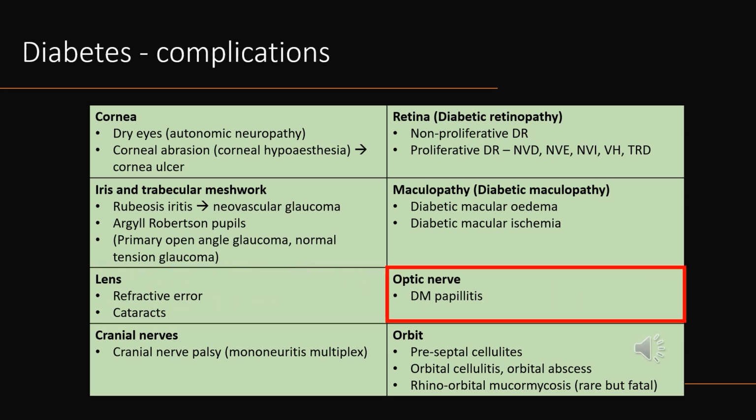It can also affect the optic nerve, known as DM papillitis. It is a relatively benign condition. However, an important differential diagnosis is non-arteritic or arteritic anterior ischemic optic neuropathy, the latter known as giant cell arteritis, which you will learn in ophthalmology clerkship.